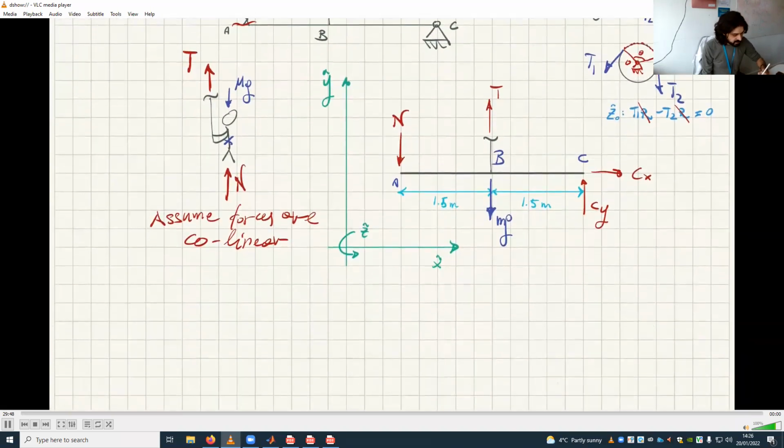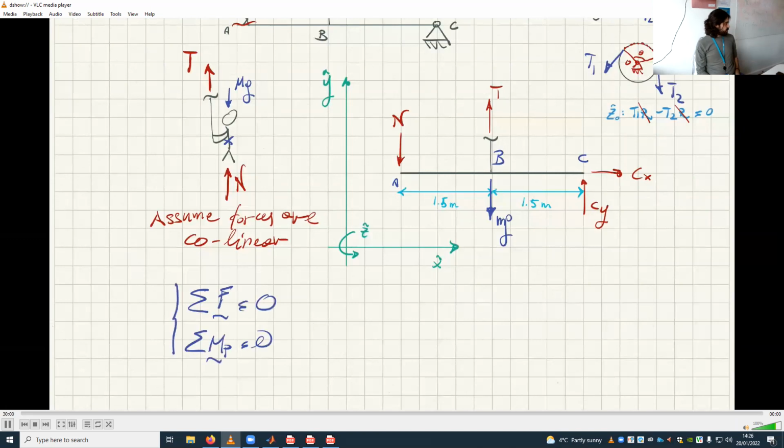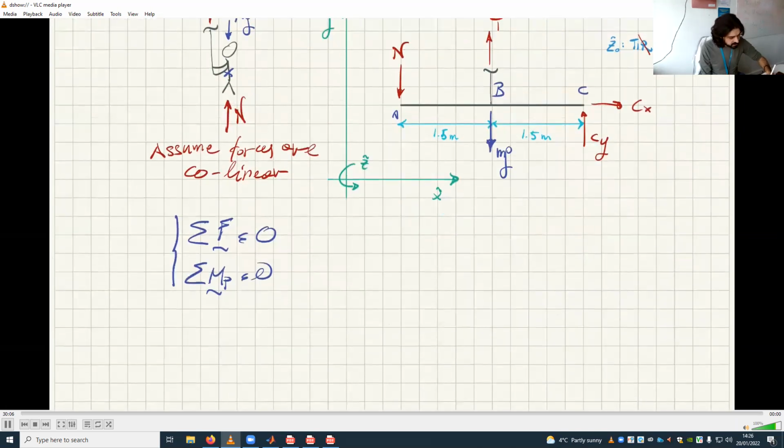Okay, now we can use the equilibrium equations. Remember, equilibrium equations are the sum of forces equal to 0, and the sum of moments about any point equal to 0. These are the vectorial equilibrium equations, and we are in a 2D plane in this case. So these are 3 algebraic equations. They are the equations that you always used.